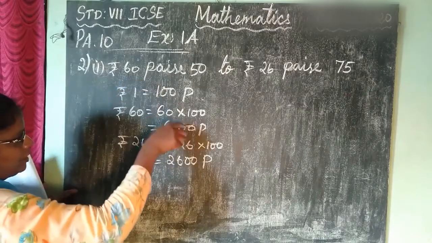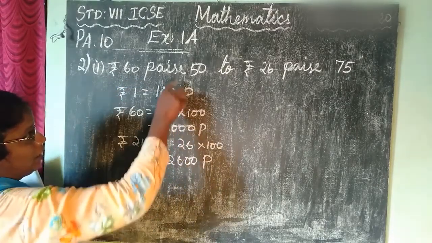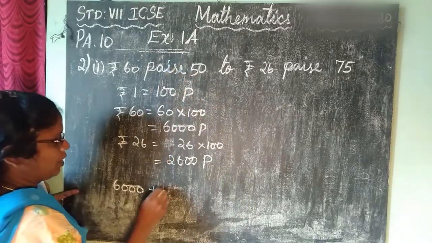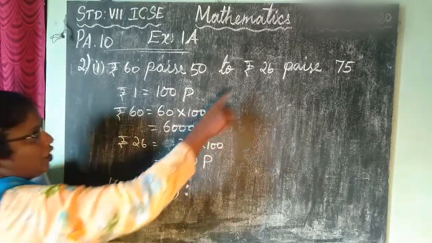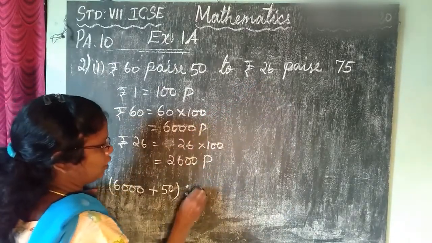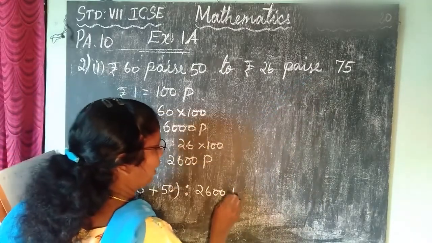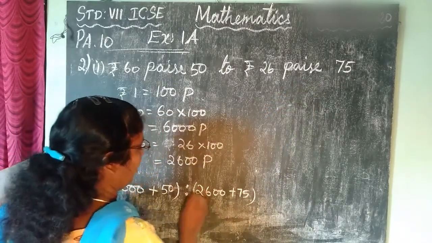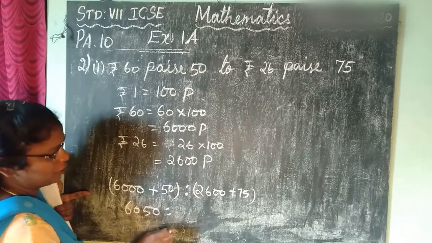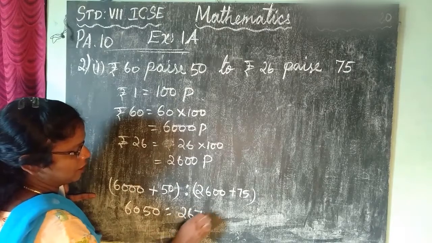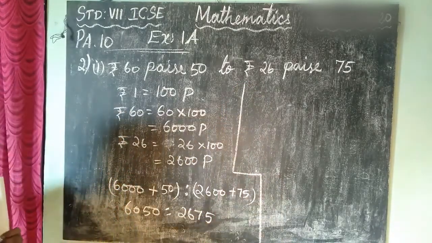Now we'll write here rupees 60 as paise, that is 6000, plus the paise already given, 50. Here rupees 26 I am writing as paise, that is 2600, and already I have 75 paise here, that I am adding. Okay, this is 6050 is to 2675. Now we'll solve this.